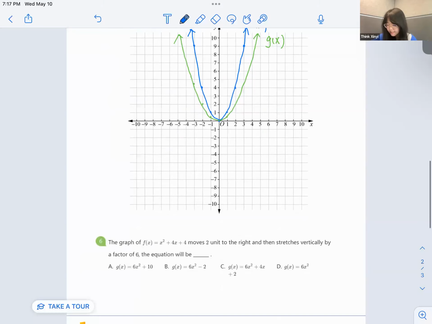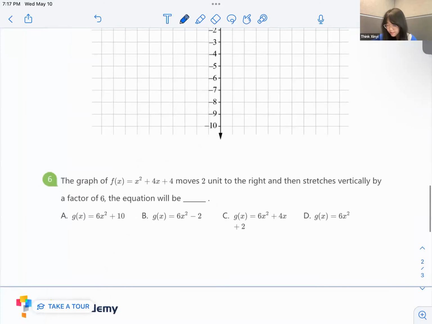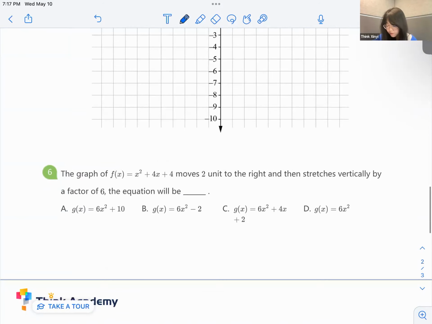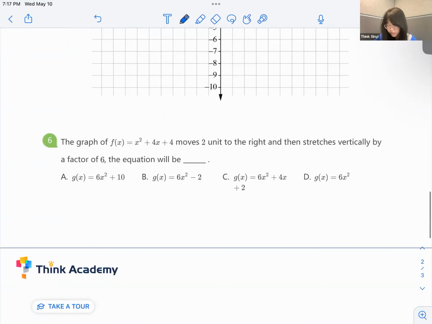And then let's see a question that combines the translation and the vertical stretch of the quadratic function. So we have f(x) equals x squared plus 4x plus 4. We move 2 units to the right and then stretch vertically by a factor of 2. What's the new equation, guys?